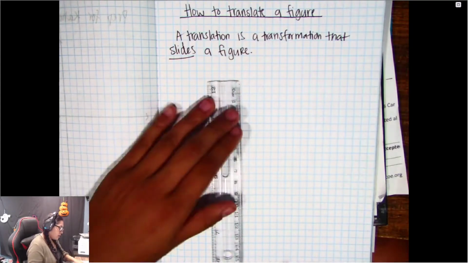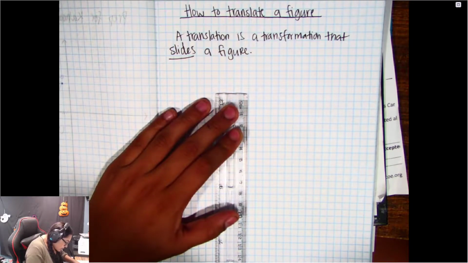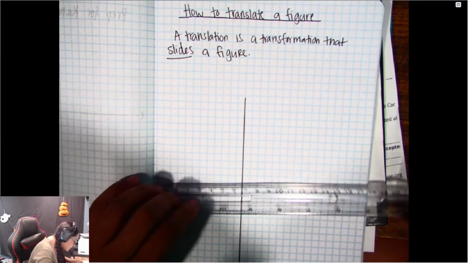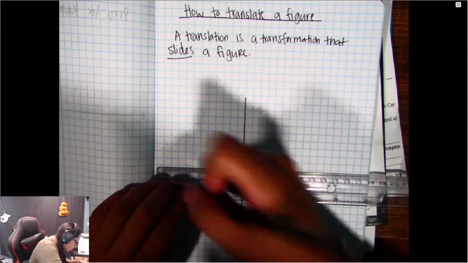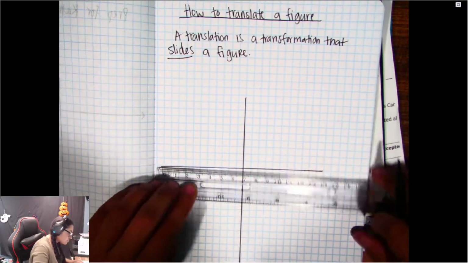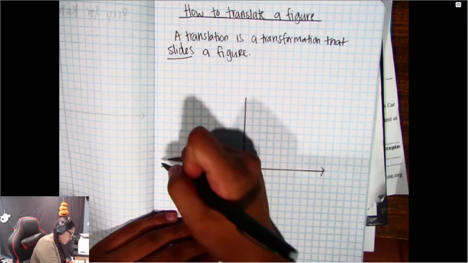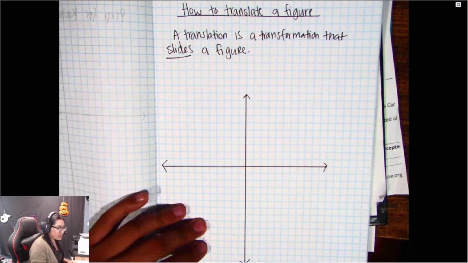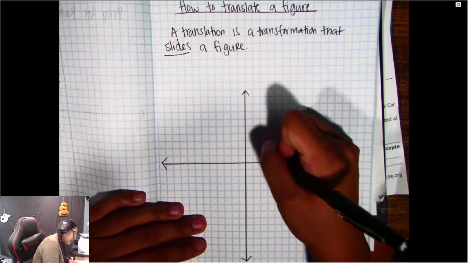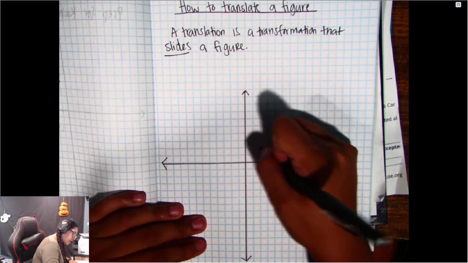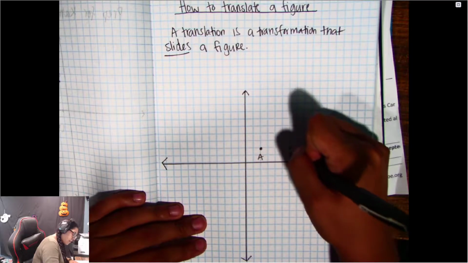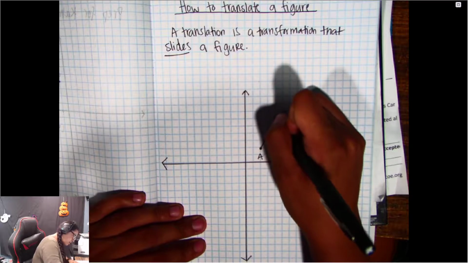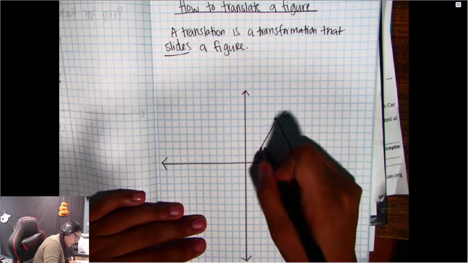Whenever you translate a figure, at least in this class, we're going to be translating on the coordinate plane. So here's my coordinate plane. I have this figure here, and I'm just making this up, by the way. Let's say we have this triangle A, B, and C. Here's my triangle ABC.